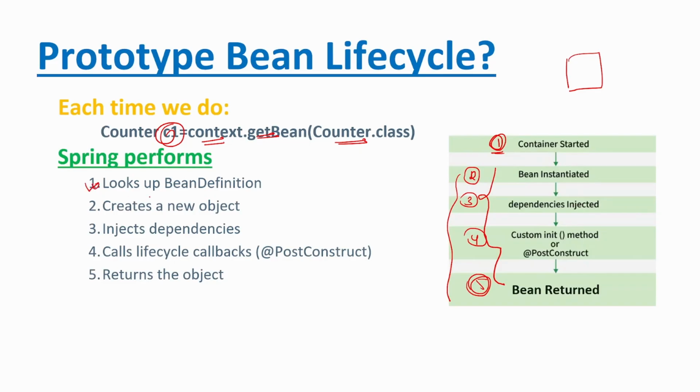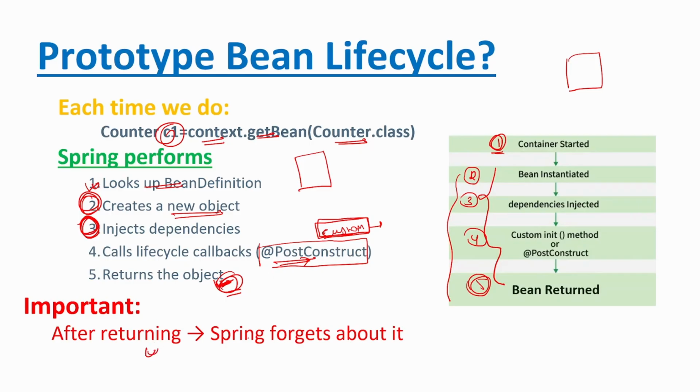So what does Spring do in these phases? First, Spring looks up the bean definition stored in the Spring context and creates the new object. Then it injects the required dependencies into it. After this, the bean is ready. And after the dependency is injected, Spring calls the PostConstruct method or custom init method for performing one-time initialization logic, as we have seen in the Singleton bean scope. And then it returns the object.